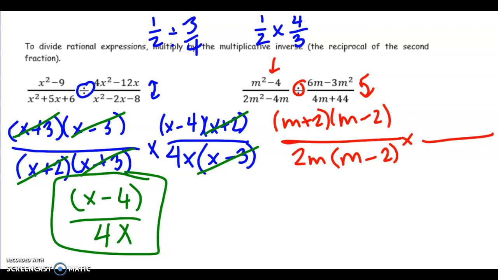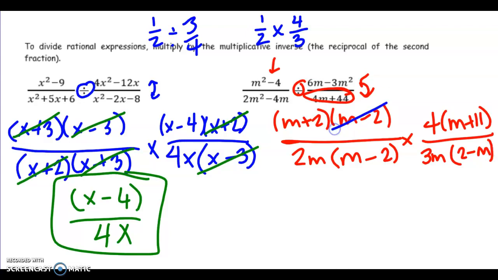Okay, this flips. So this part's going on the top. I'm going to pull out a 4, and I've got m plus 11. And on the bottom, ooh, that's backwards. I'm going to pull out a 3m. I'm going to be left with 2 minus m. Okay, now let's talk through this a little bit.